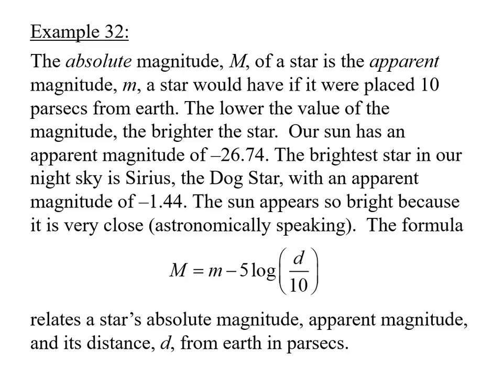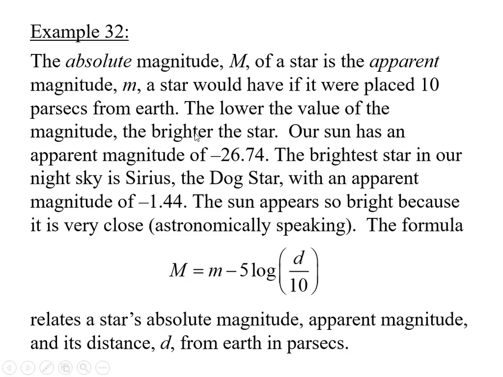I know basically what it means, but I don't know very much about this. But I don't need to know very much about it. I just need to be able to use the formula that they're giving me. So it says the lower value of the magnitude, the brighter the star. So our sun has an apparent magnitude of -26.74. The brightest star in our night sky is Sirius, the dog star, with an apparent magnitude of -1.44.